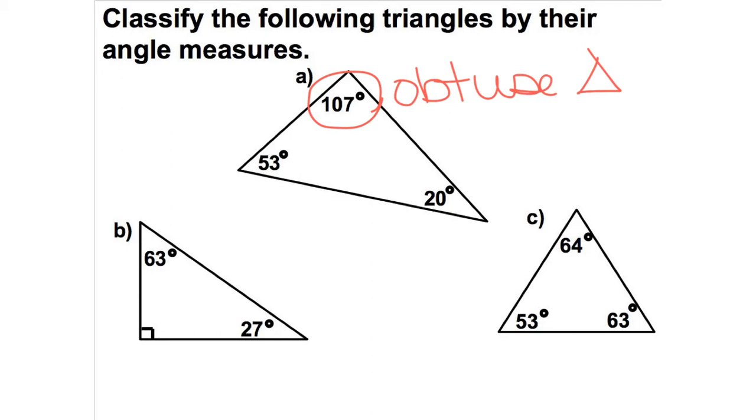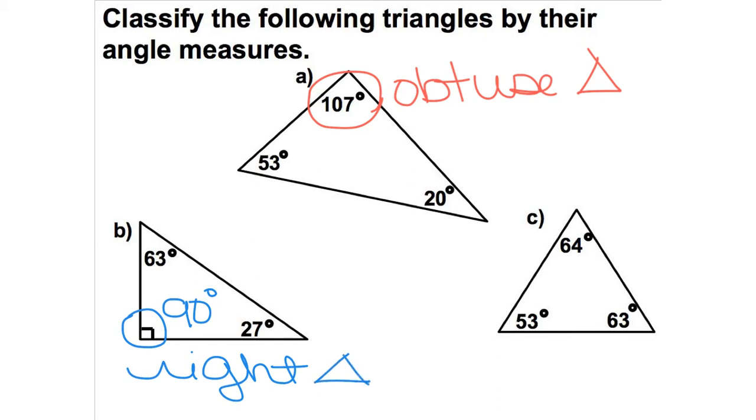B, we have a 63-degree angle, a 27-degree angle, and then we have a box in the corner indicating that we have a 90-degree angle. So this would be classified as a right triangle. And C, we have a 64-degree, a 53-degree, and a 63-degree angle. All three of these are acute, so that makes this an acute triangle.